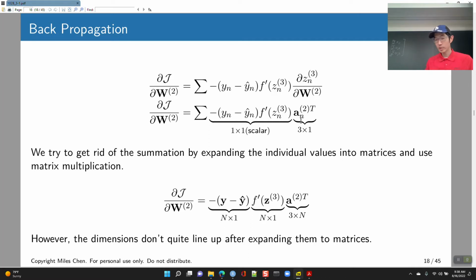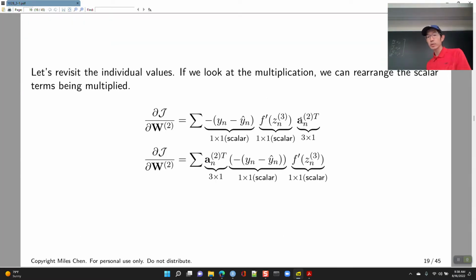That's no problem, but if I wanted to take advantage of matrix multiplication, this is not going to work. So what I can do is, while it's in scalar form here, take this one term and bring it over here. These are scalars, this is a 1 by 1 scalar, this is a 1 by 1 scalar, and this is a 3 by 1, so I can rearrange these terms. And we would agree that these two things are exactly the same.